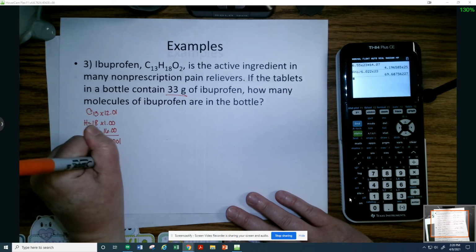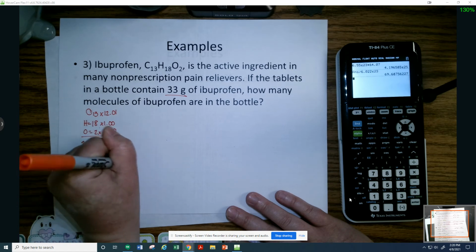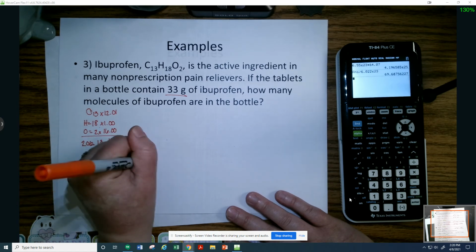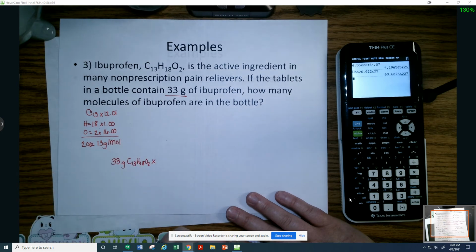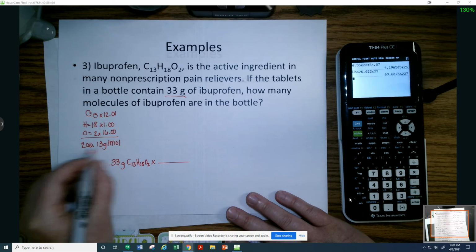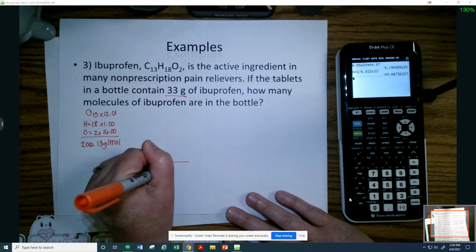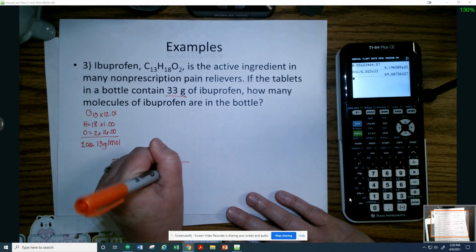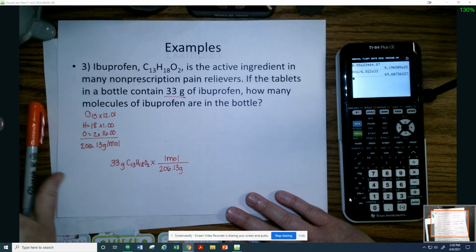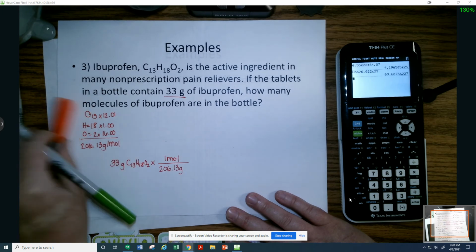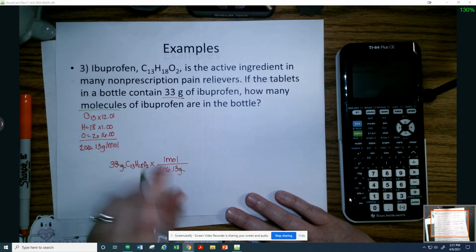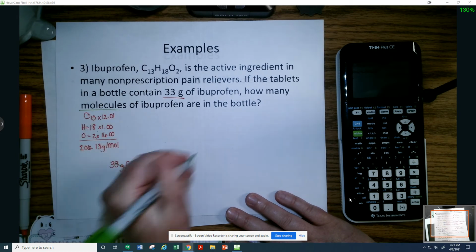I would then take my given of 33 grams of the C13H18O2. Because I have grams, that means grams needs to go in the bottom. That more specifically should be the 1 mole in the bottom and 206.13 grams in the top, in the numerator. I can see it's asking for molecules. I know I'm not done because grams cancels. I'm left with moles, not molecules.